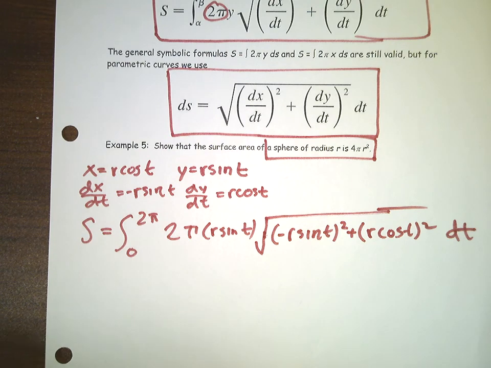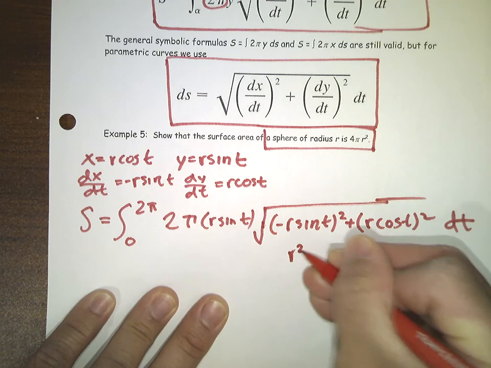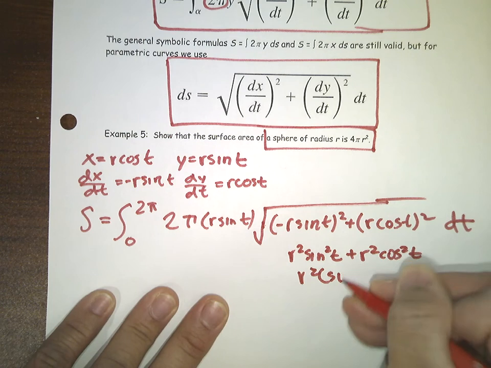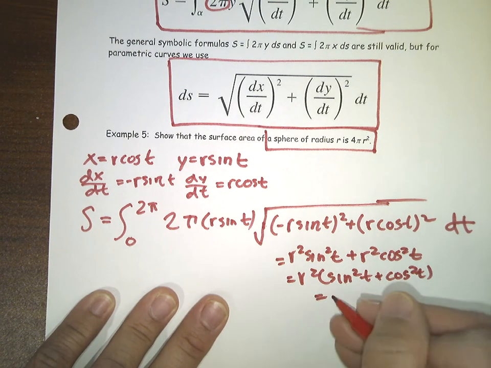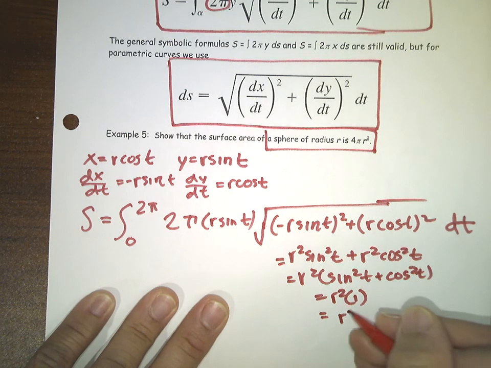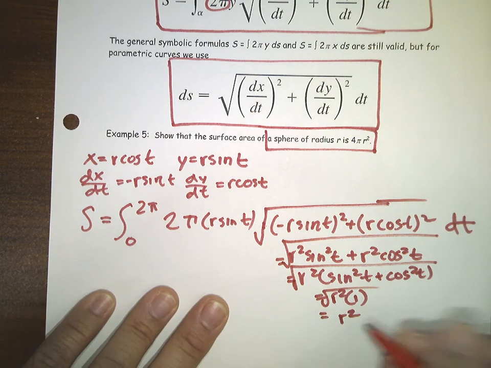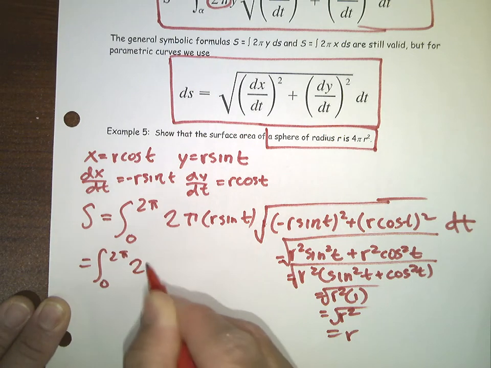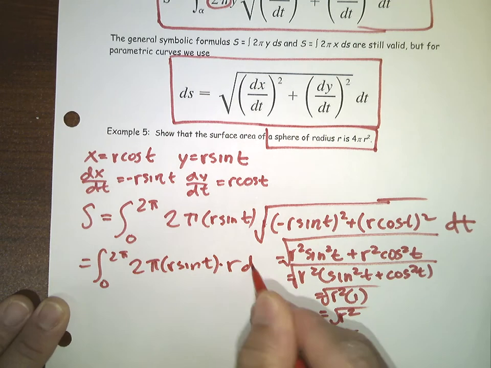If we went ahead and did this, then let's look under the square root here. So we have r squared sine squared t plus r squared cosine squared t. So r squared times sine squared t plus cosine squared t. Well, sine squared t plus cosine squared t is 1, so we have r squared times 1, but this is under the square root. So the square root of that is r. So if I come back here, I have the integral from 0 to 2 pi of 2 pi times r sine of t times the r, and that's dt.